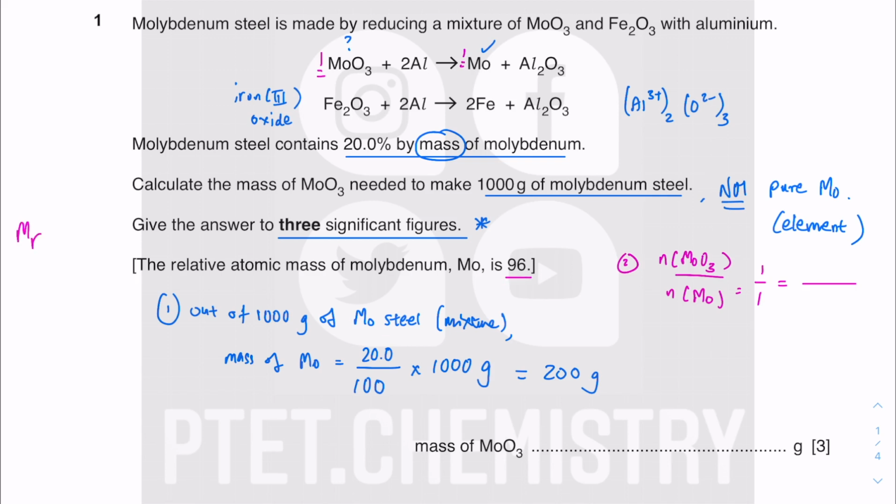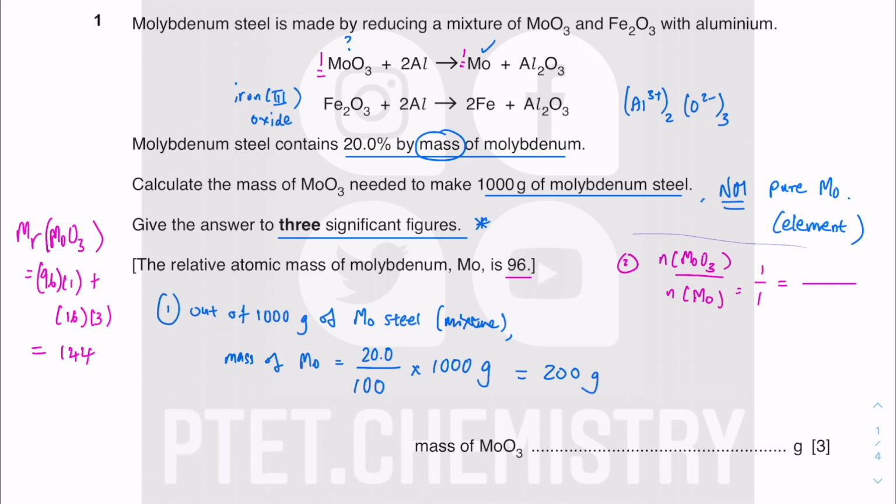So the Mr of MoO3 is 96 times 1, because there's only one molybdenum, plus 16 times 3, because I've got 3 oxygen, each of which is 16 relative atomic mass. So 96 plus 16 times 3, I get 144.